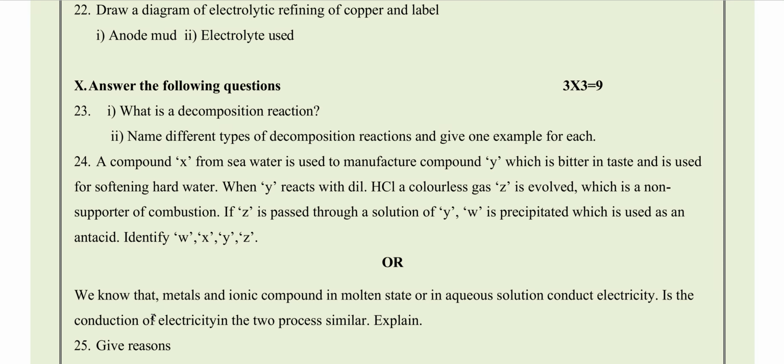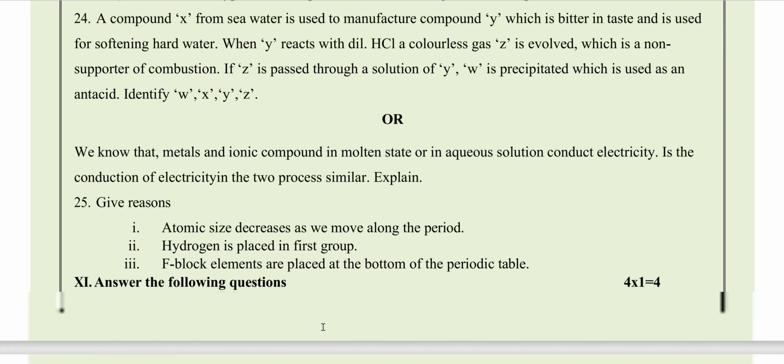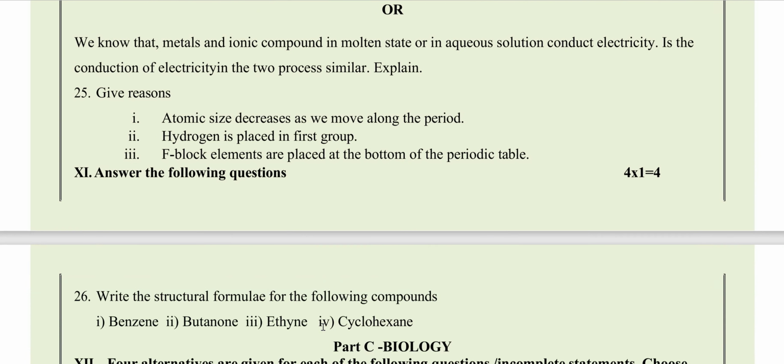We know that metals and ionic compound in molten state or in aqueous solution conduct electricity. We know this, right? Is the conduction of electricity in the two processes similar or not? Briefly explain them. First you check whether they are similar or not, and then you try to explain that condition. Next question, number 25. Give reasons.